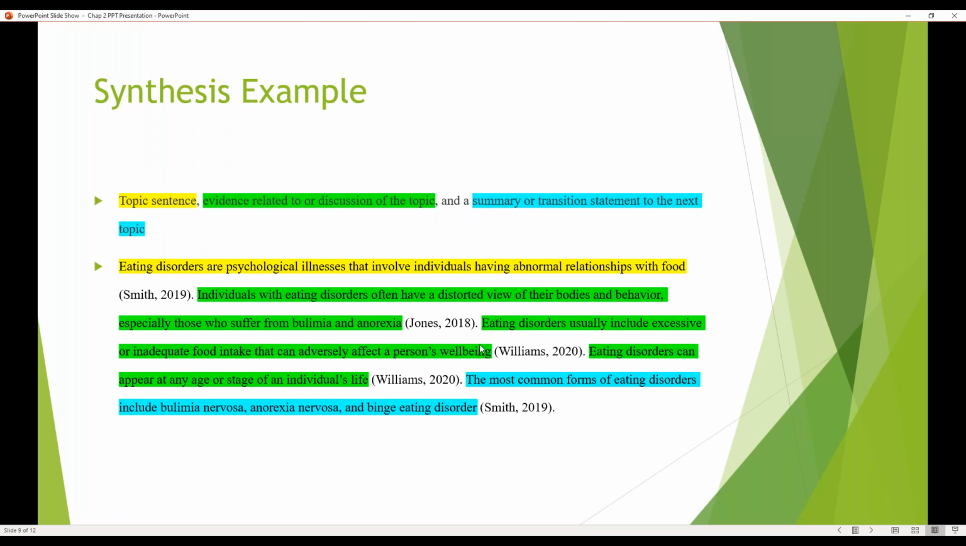So let's take a look at a sample paragraph. I don't need to go through it all here for you, but you can see I've got it highlighted: the topic sentence, evidence or discussion related to the topic, and a summary or transition sentence at the end. Again, the only difference specific to your literature review is that this would be information related to your study, pulled from the studies that you're reviewing.